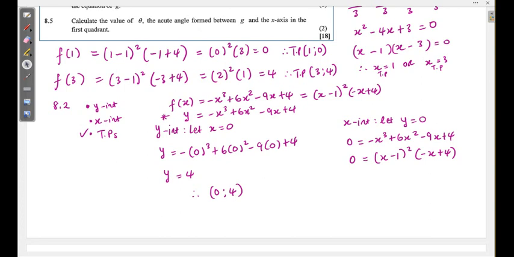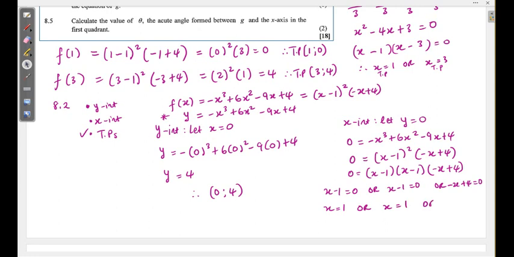Now it makes it a very, very easy question, because now we can simply say the first bracket. Remember that this first bracket, you can rewrite it as x minus 1 times x minus 1, and then negative x plus 4. Now you can therefore say x minus 1 is equal to 0, or x minus 1 is equal to 0, or negative x plus 4 is equal to 0. So your x will be 1, or your x will be 1, or you can take that to the other side, your x will be 4.